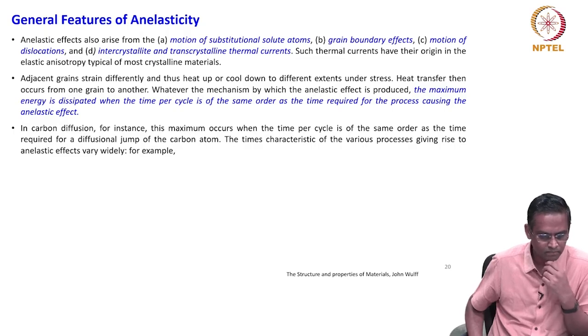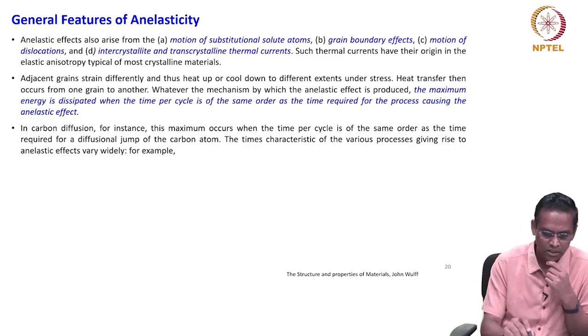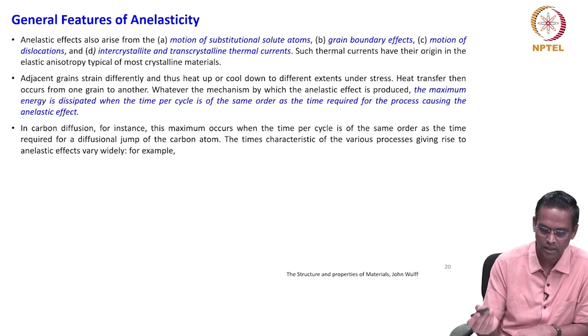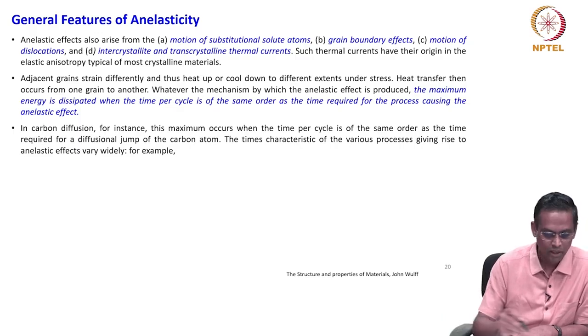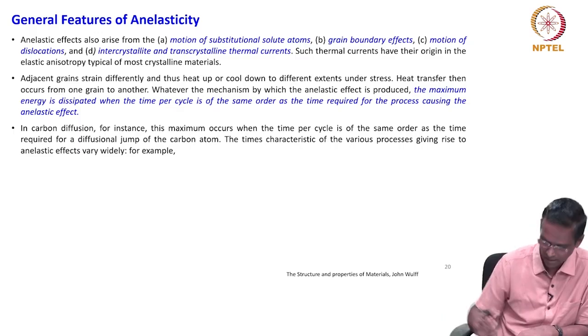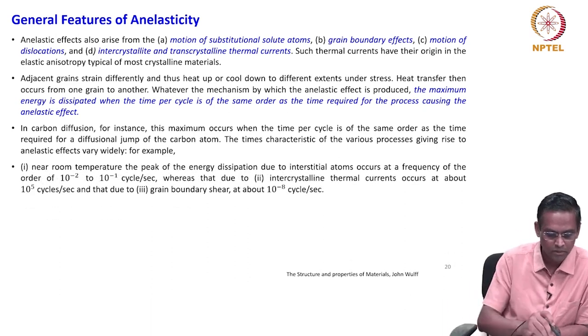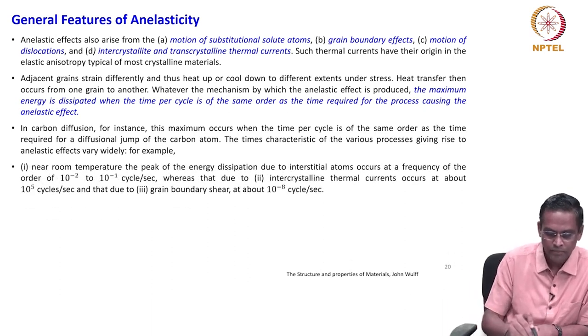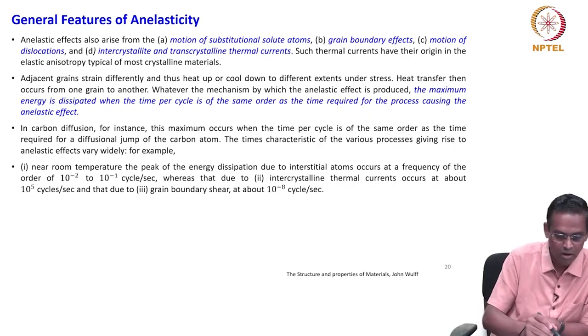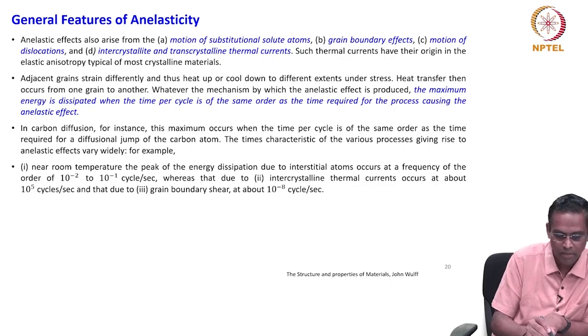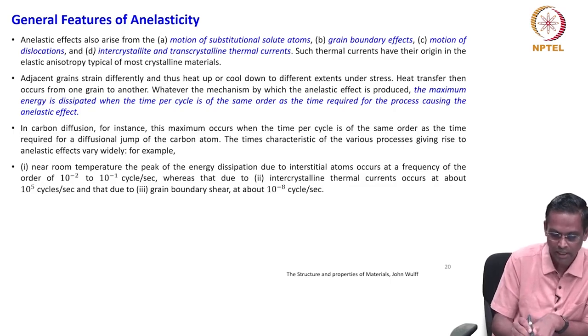just text. In carbon diffusion, for instance, the maximum anelastic effect occurs when the time per cycle is of the same order as the time required for the diffusional jump of the carbon atom. The times characteristic of the previous processes giving rise to anelastic effects vary widely. For example, near room temperature, the peak of energy dissipation due to interstitial atoms occurs at a frequency of the order of 10 to the power minus 2 to 10 to the power minus 1 cycle per second.